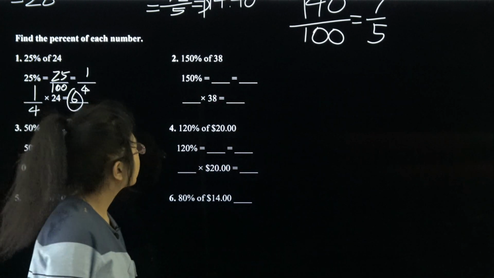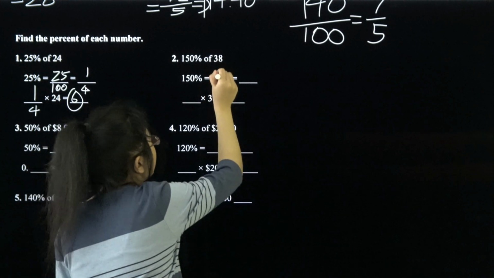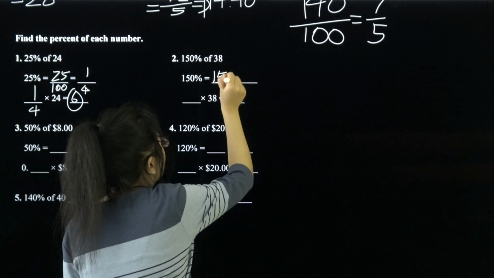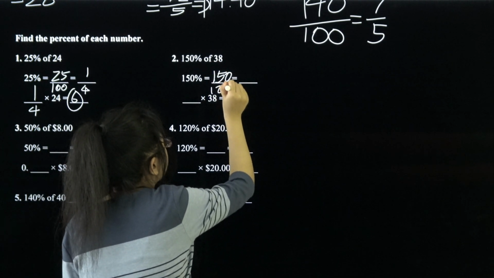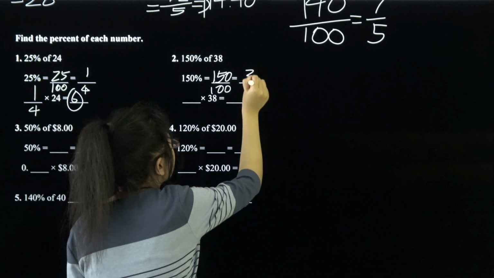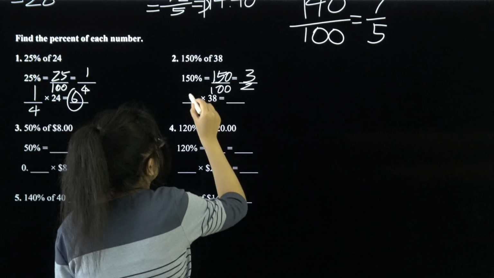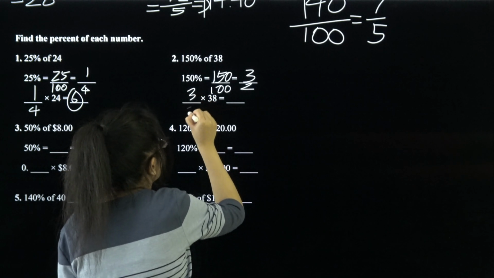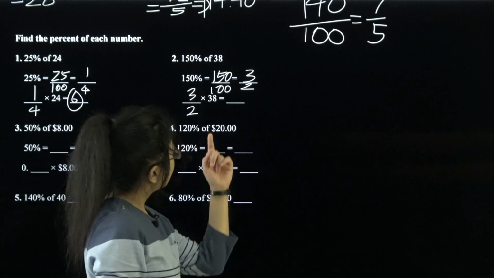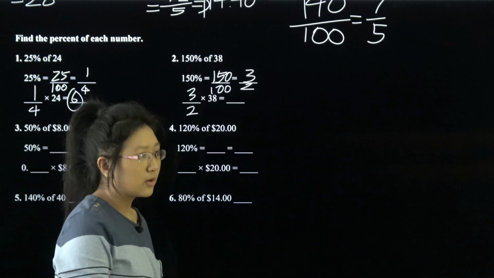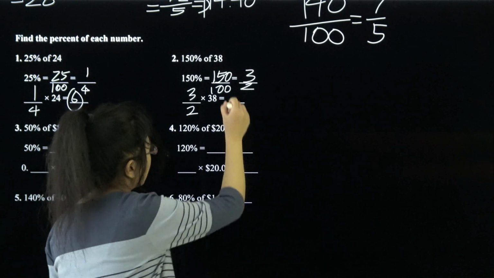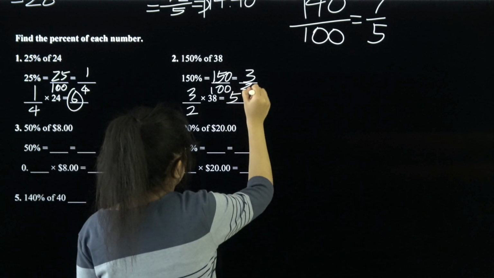150% is equal to 150 over 100. And if you simplify this, you get 3 over 2. And 3 over 2 times 38 is equal to 57.